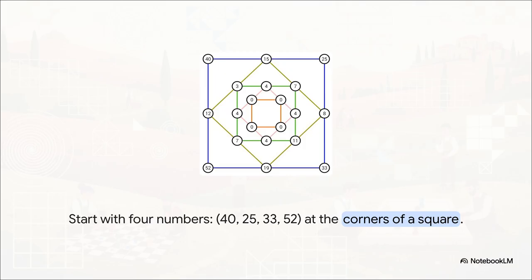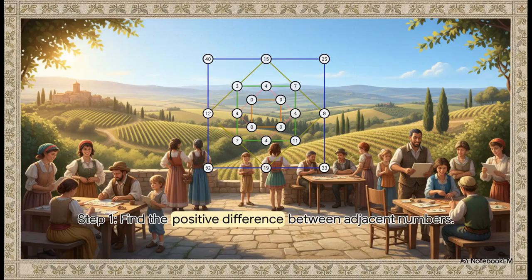To get started, all you need is four numbers. Any four numbers will do. For our first game, let's use 40, 25, 33, and 52. As you can see, we've just placed them at the corners of a square. We're going to keep this diagram right here on the screen so you can follow along as we apply the one and only rule.